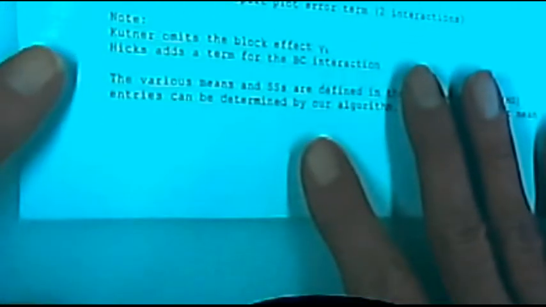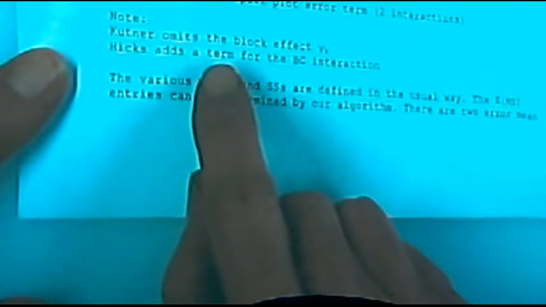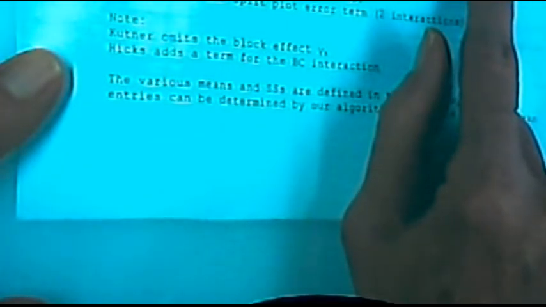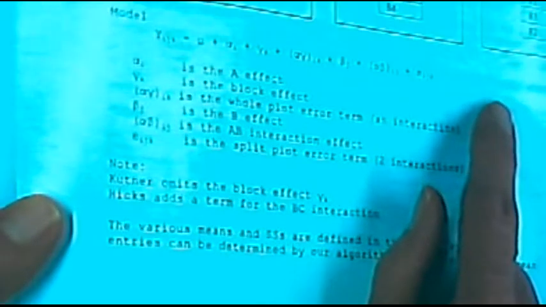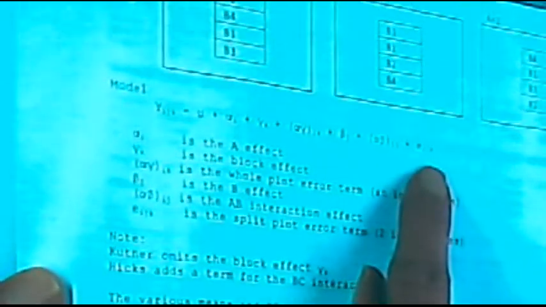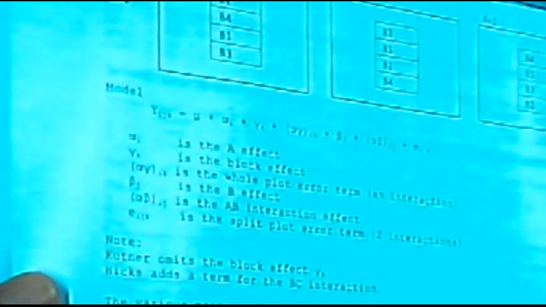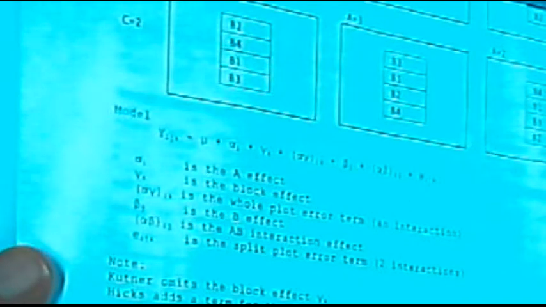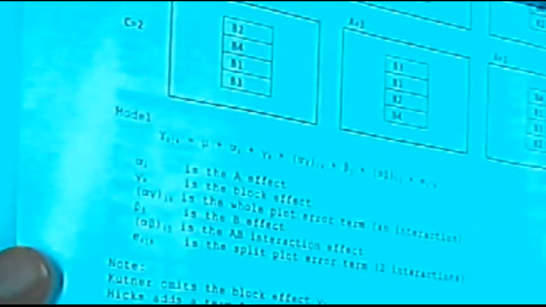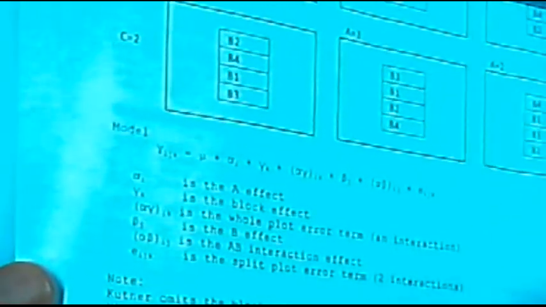There's a comment here that I mentioned last time, and I'll just repeat it again. Different books specify different models here, so this isn't the only model that's used in analyzing split plot data. It's maybe the most common one. But sometimes other terms are added in the model as well.